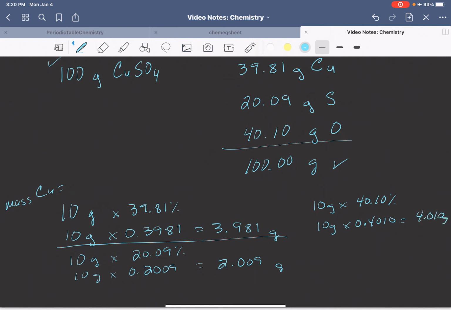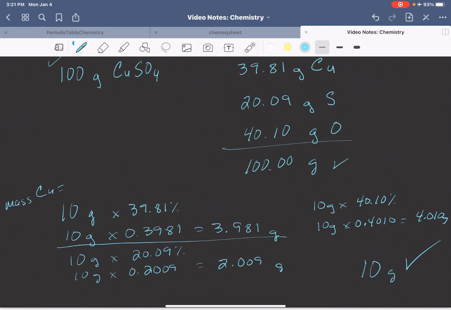And if you add up 3.981, 2.009, 4.010, you get 10 grams. So it always is going to work out because the fraction never changes. It's the same substance. So the portion, the ratio has to stay the same.